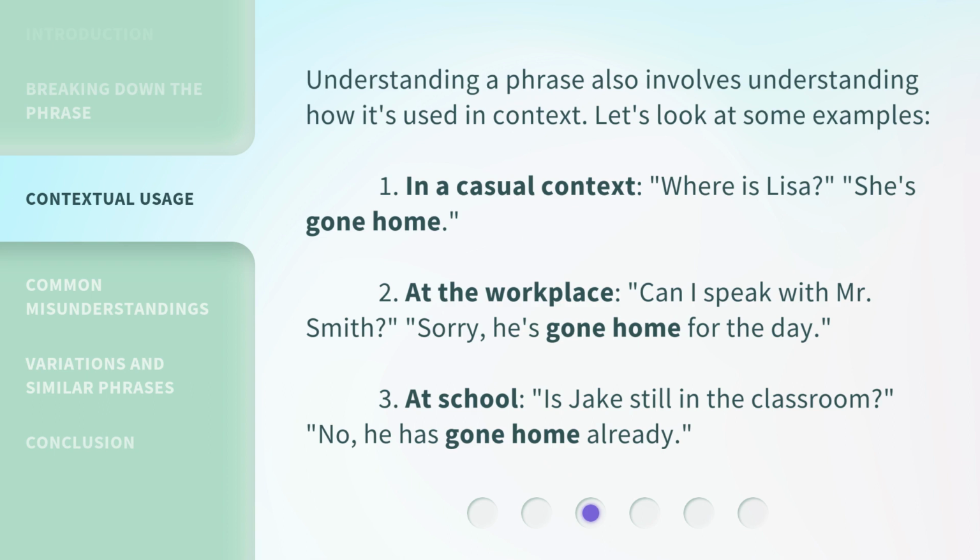Understanding a phrase also involves understanding how it's used in context. Let's look at some examples. 1. In a casual context. "Where is Lisa?" "She's gone home." 2. At the workplace. "Can I speak with Mr. Smith?" "Sorry, he's gone home for the day." 3. At school. "Is Jake still in the classroom?" "No, he has gone home already."